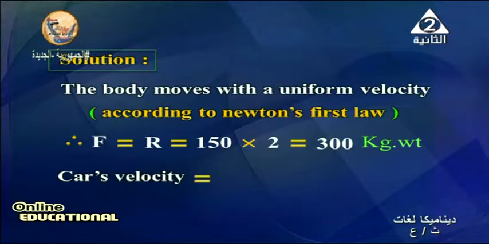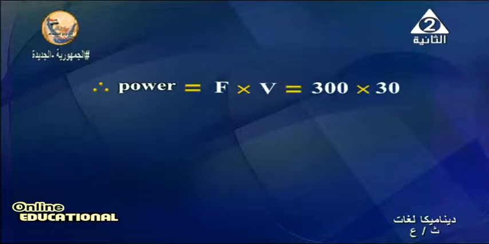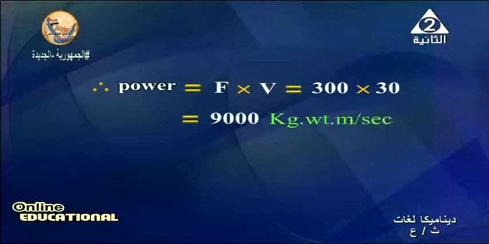What is the car's velocity? 108 kilometer per hour times 5 over 18 equals 30 meter per second. Now power equals F times V. The velocity in meter per second and the force in kilogram weight, then power equals 300 kilogram weight times 30 meter per second, which equals 9,000 kilogram weight meter per second.